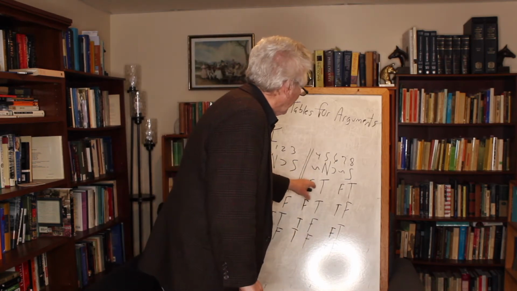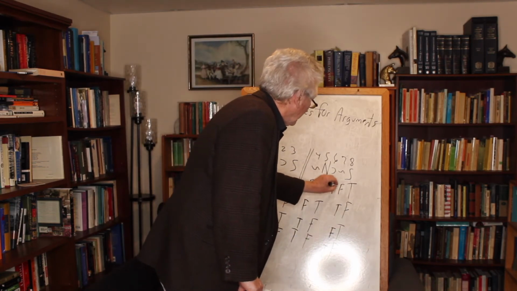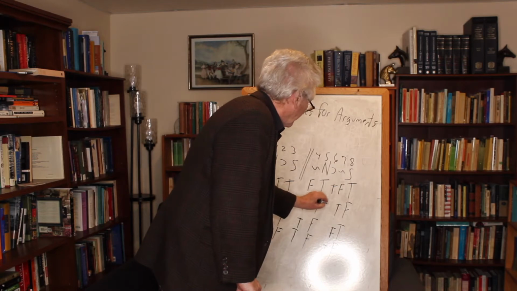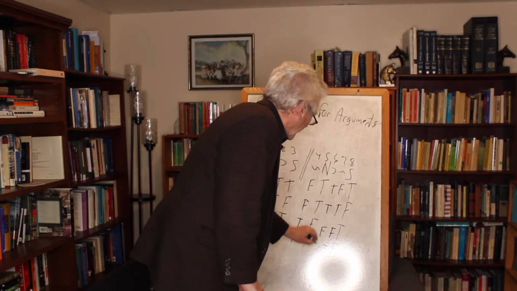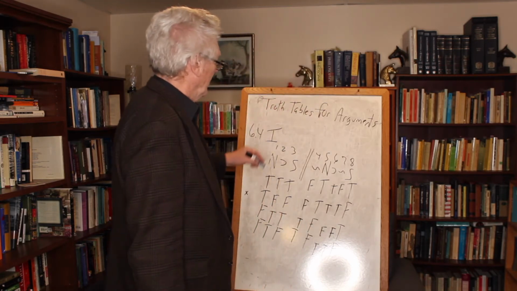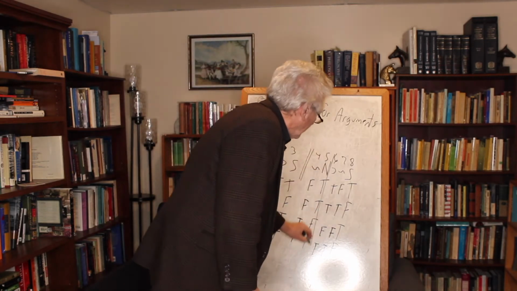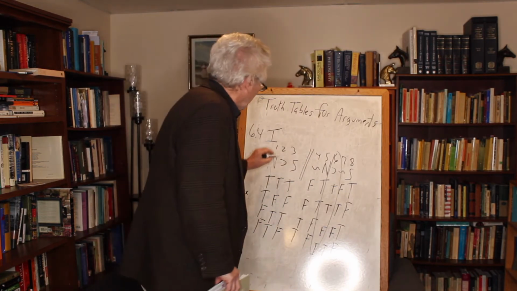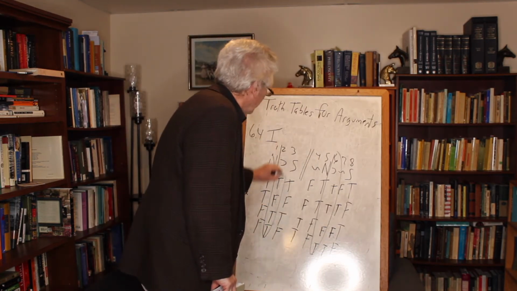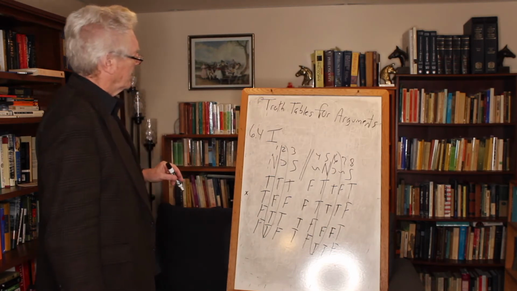So F implies F is T. F implies T is T. T implies F, F. T implies T is T. So the main operator for this conclusion is column 6 in this case. The main operator for this premise is the only operator, which is column 2.